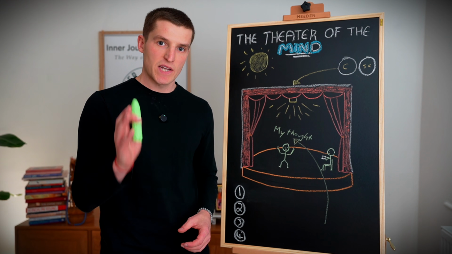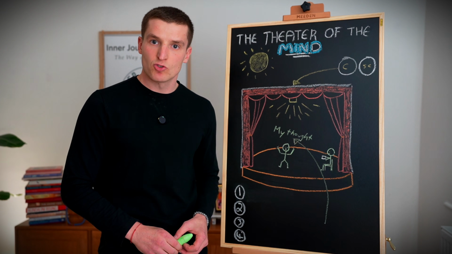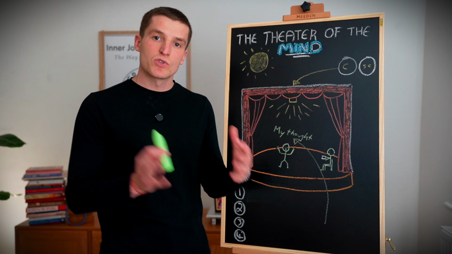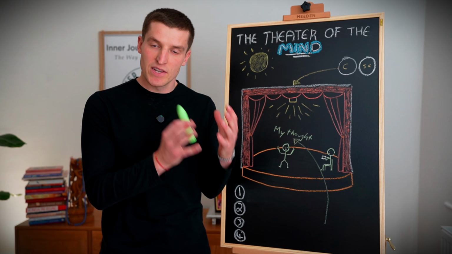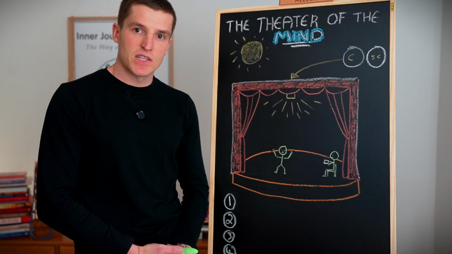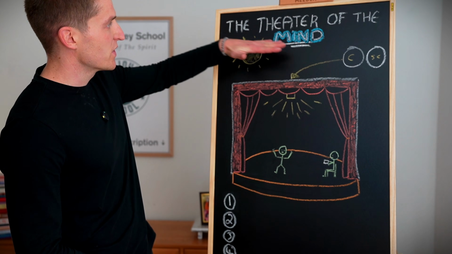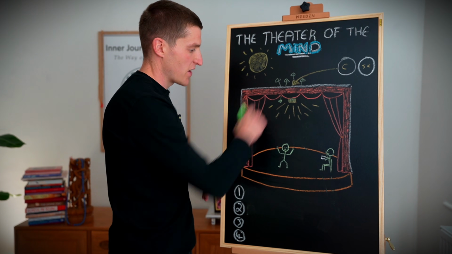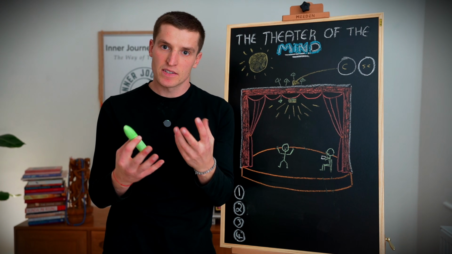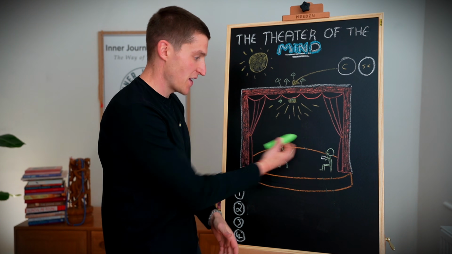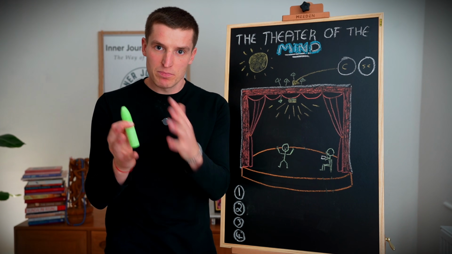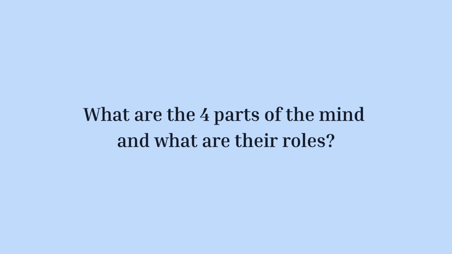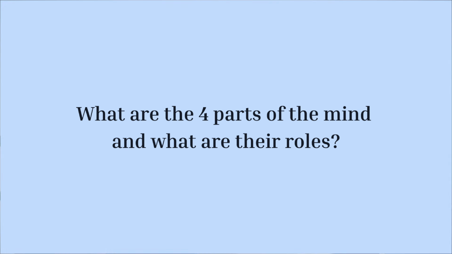What I'm about to share with you today is a synthesized understanding drawn from my own personal 25 years of meditation, but it's also drawn from ancient wisdom and ancient texts. So to help you make sense of all this, I've broken the mind down into what I've called the theatre of the mind. This is the framework that I use to understand, conceptualize, and see how the mind is actually composed. What are the 4 parts of the mind, and what is the role of each of the different parts?